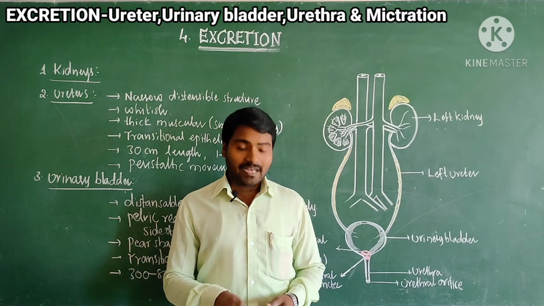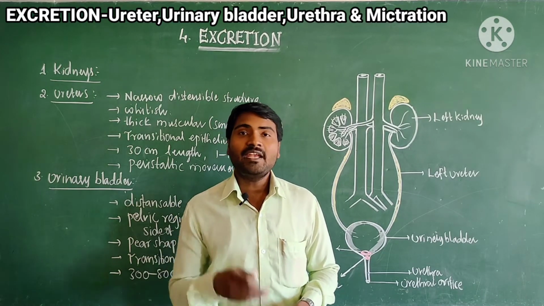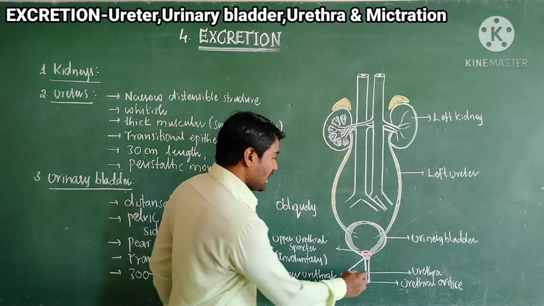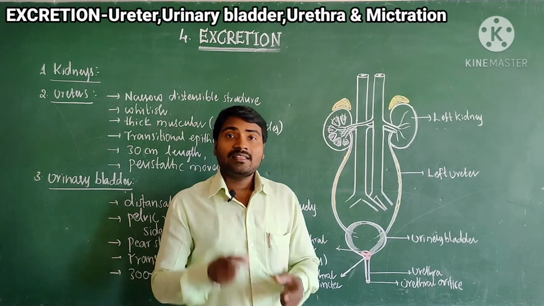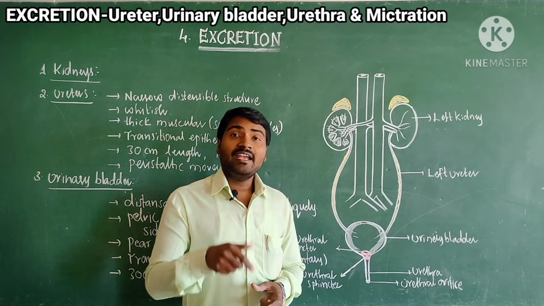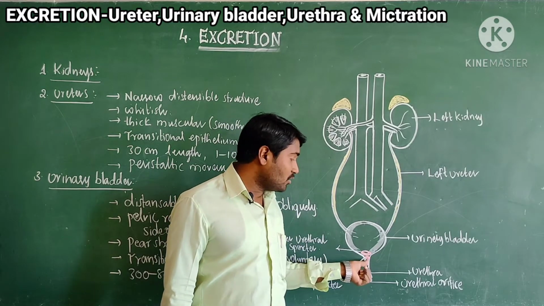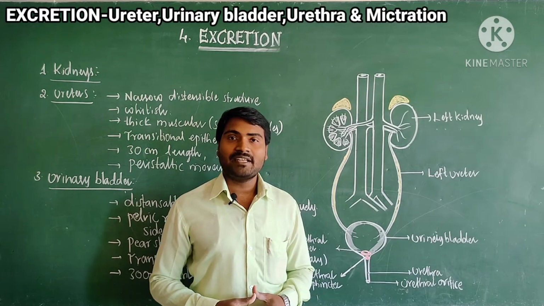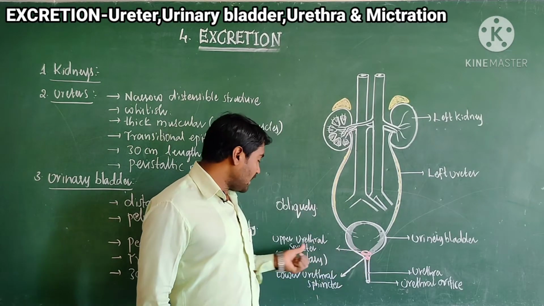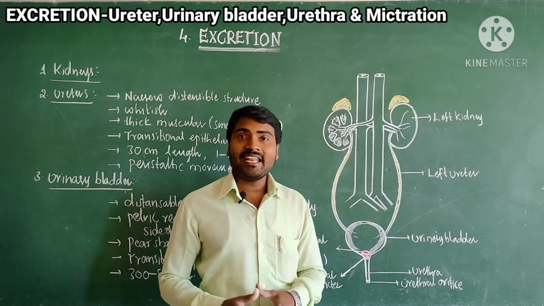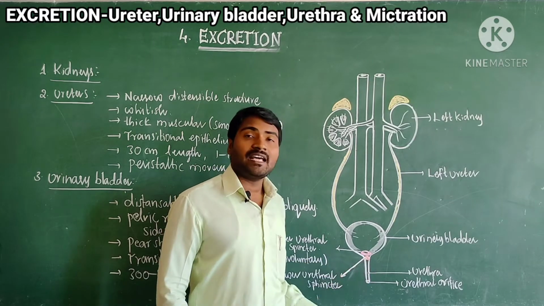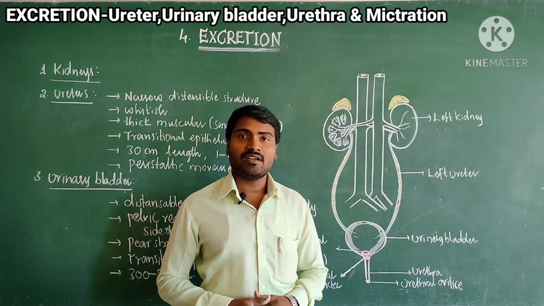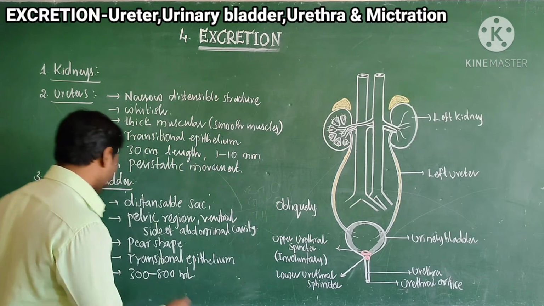Now the bladder opens into a narrow tube called the urethra. The opening of the bladder into the urethra has two muscular rings. These muscular rings are called sphincters. The upper sphincter is involuntary in nature, whereas the lower sphincter is voluntary in nature. Now the urethra.